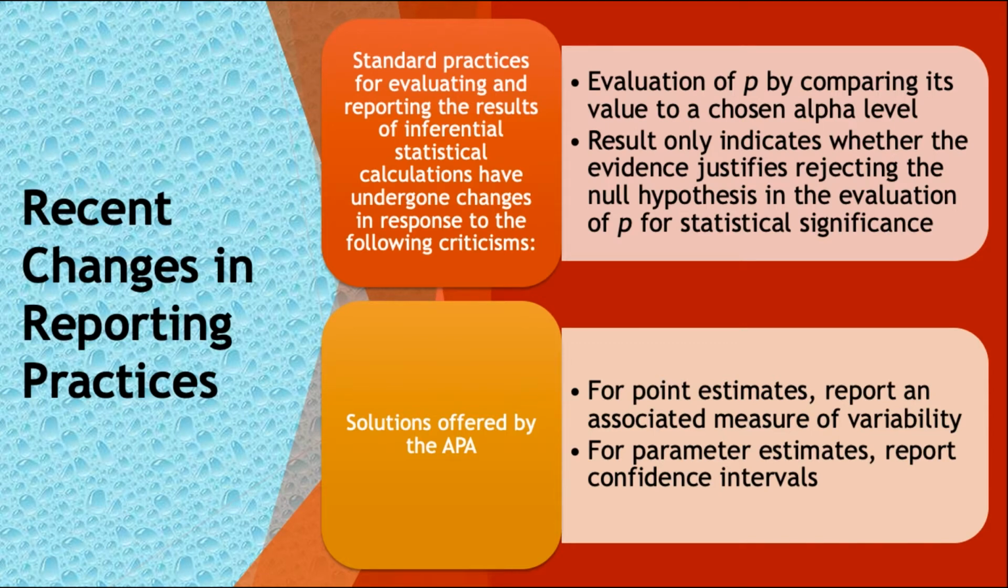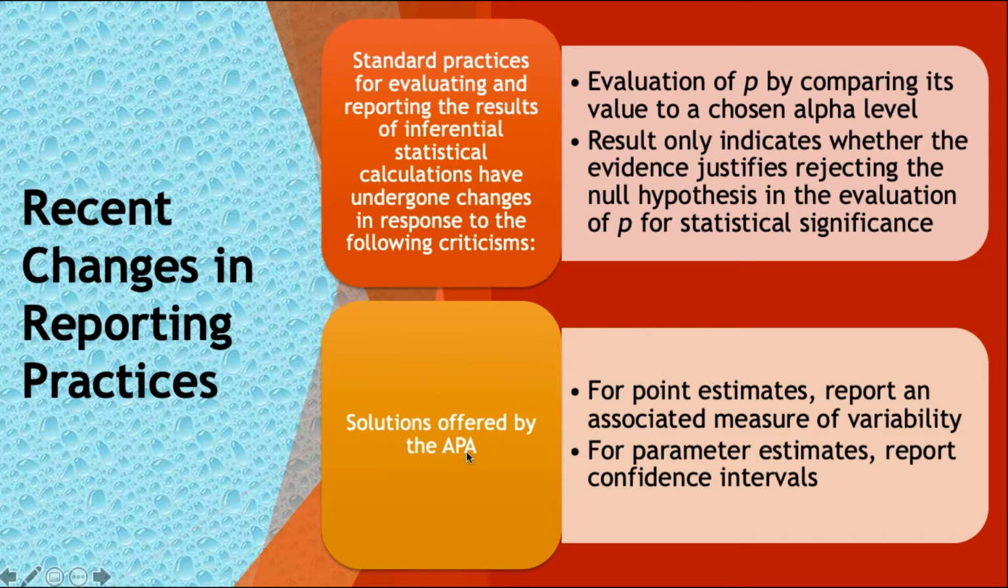Another criticism against the evaluation of the p-value for statistical significance is that the result only indicates whether the evidence justifies rejecting the null hypothesis. It does not indicate a range showing how large the effect is likely to be in the population. So, what is the solution offered by the APA for those problems?